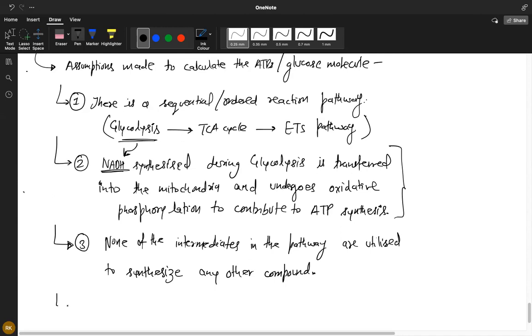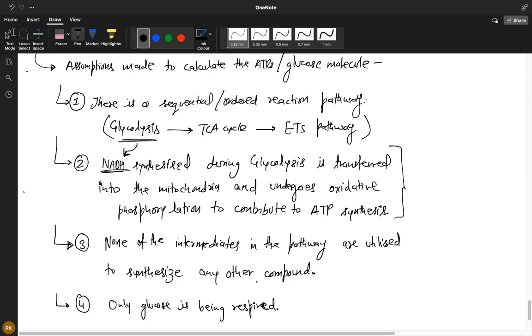And the fourth and last assumption that we make to calculate this theoretically is that only glucose is being respired. So we are assuming that only glucose is the molecule which undergoes oxidative breakdown in the cell. No other substrate is entering the pathway at any of the intermediate stages.